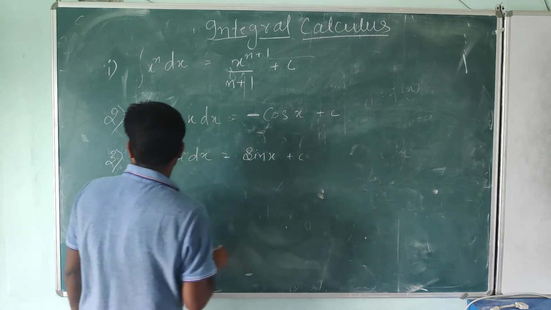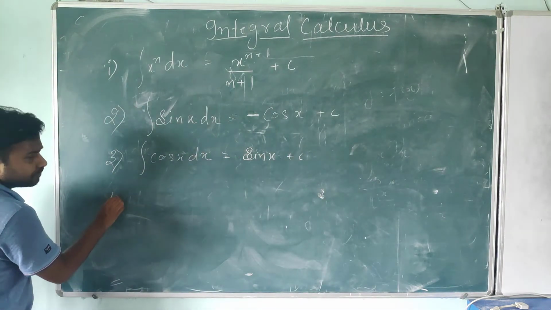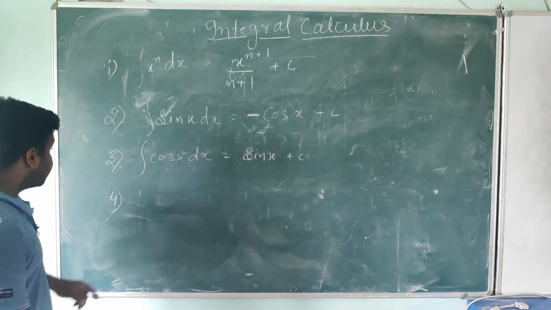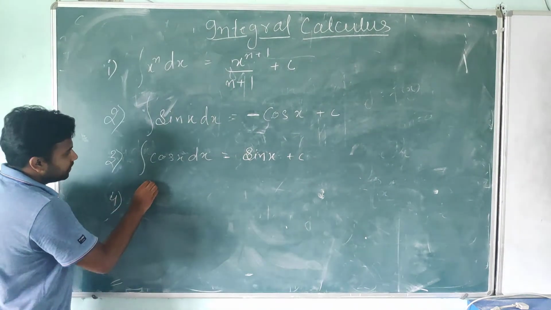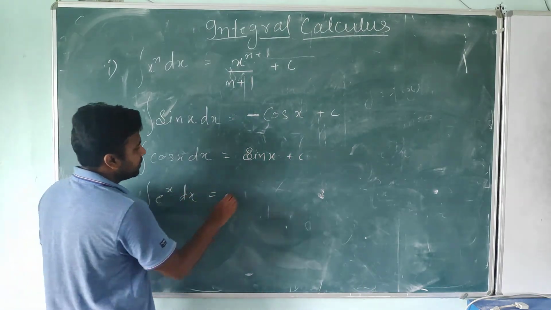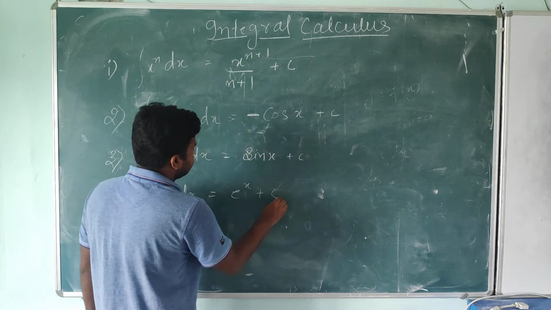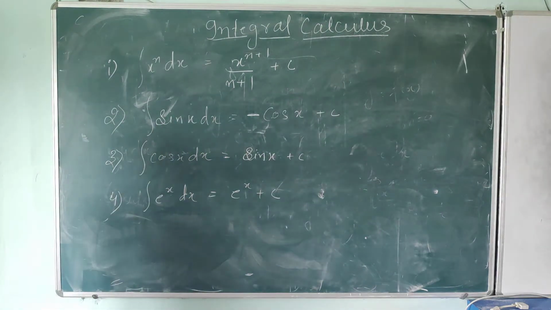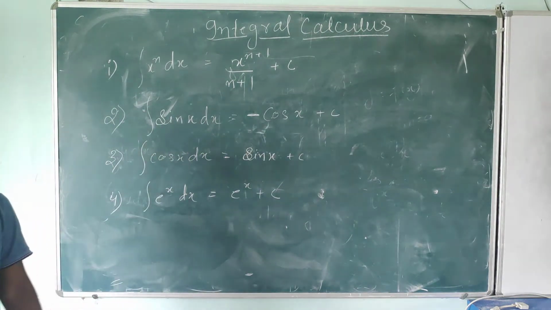Now the fourth one, and what is the fourth one, student? Integration of e to the power x dx, and what will you get? e to the power x plus c. Okay, student, note down first.